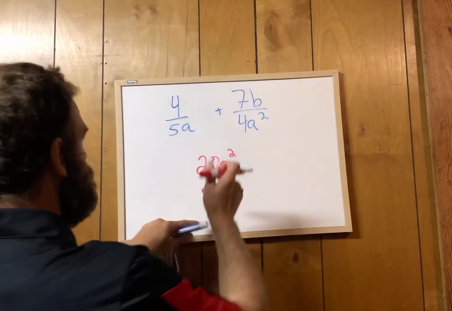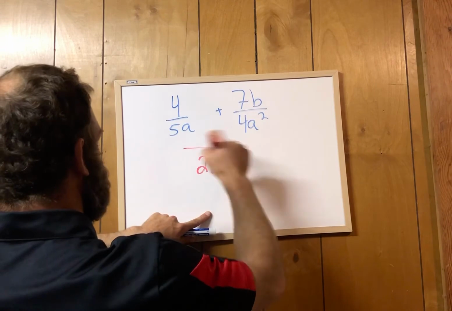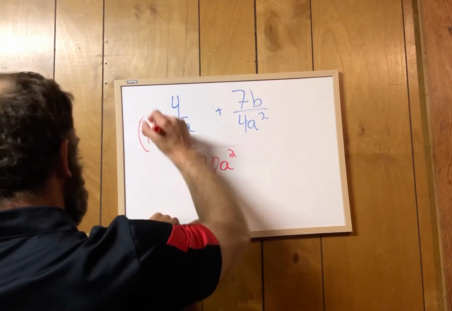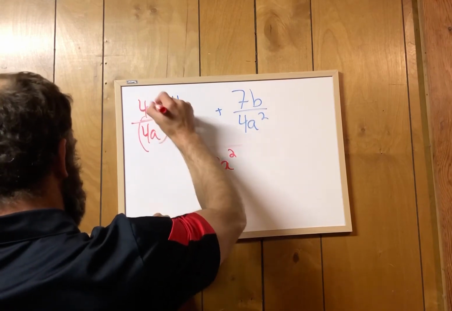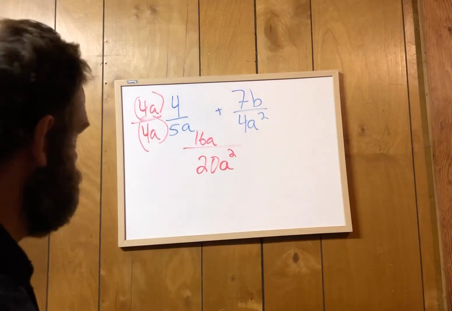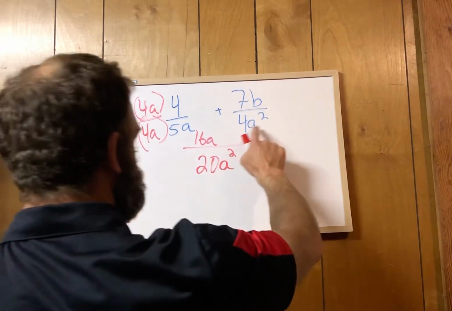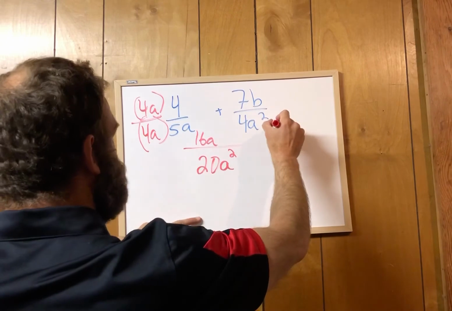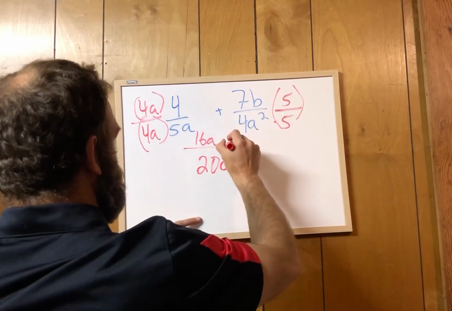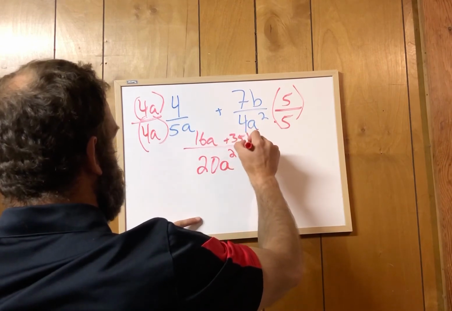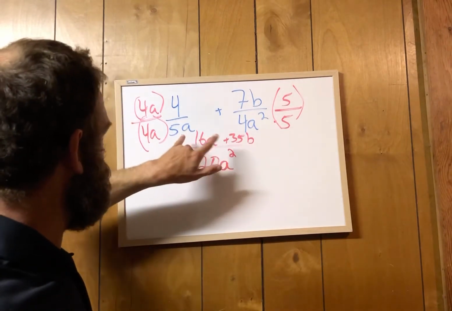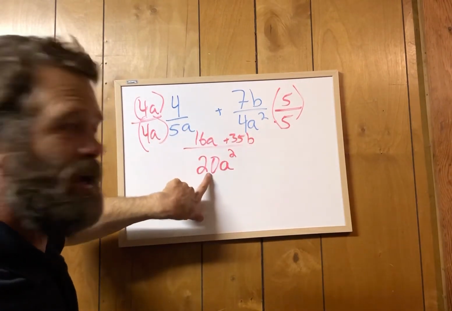All right. So what did I have to do to get from 5a to 20a squared? I had to multiply this by a 4a. So I had to multiply the top by a 4a to give me 16a. What did I have to multiply 4a squared by to get to 20a squared? 5. So I have to multiply the top by 5, which is going to give me positive 35b. Hopefully you guys are understanding. There is 5 times 4 is 20. That's how I got that denominator.